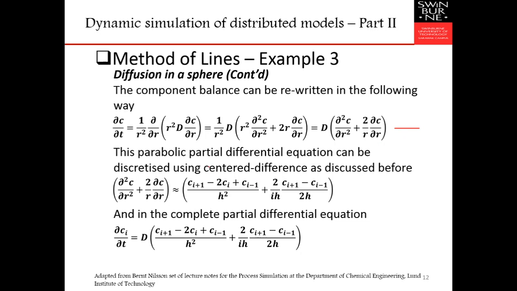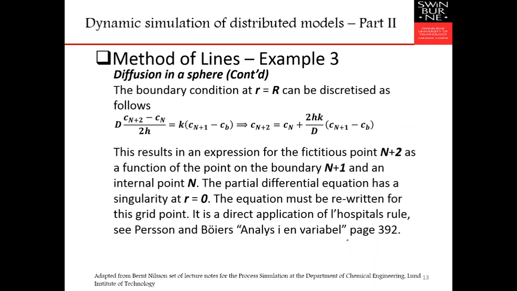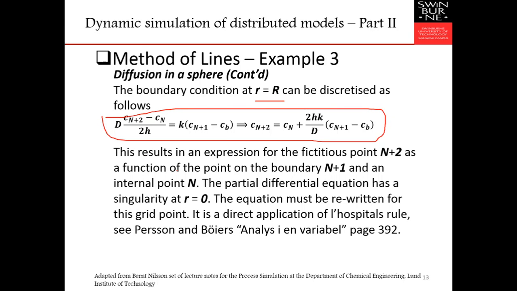And then this parabolic partial differential equation can be discretized using a central difference approximation as discussed before, and here is the complete partial differential equation. On the other hand, the boundary condition at r equal R can be discretized as follows. So this results in an expression for the fictitious point n plus 2 as a function of the point on the boundary n plus 1 and an internal point n. The partial differential equation has a singularity at r equal 0. So we need to derive the expression for this using L'Hopital's rule.